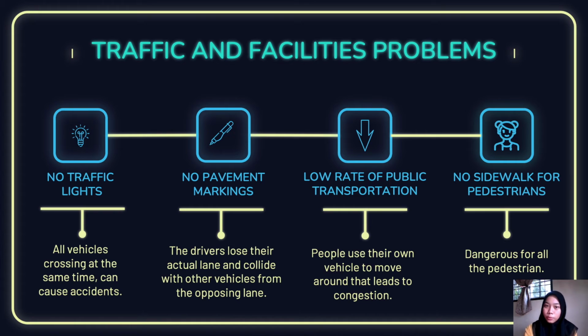Next, another problem that was identified at this survey location is the rate of using public transport is low. Most of the locals use their own vehicles to move around instead of using public transport such as buses or practicing carpooling. This problem totally increased the number of road users and led to congestion of the area.